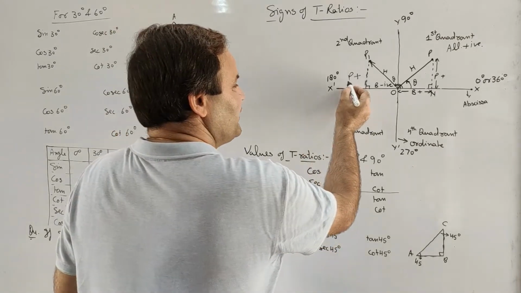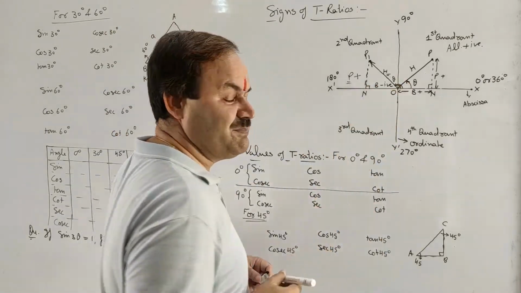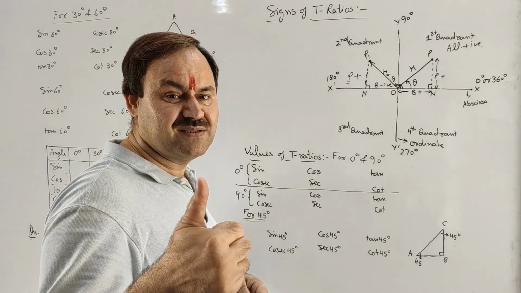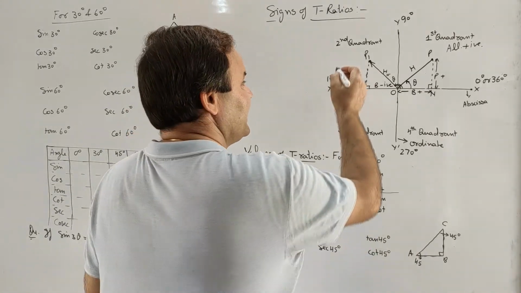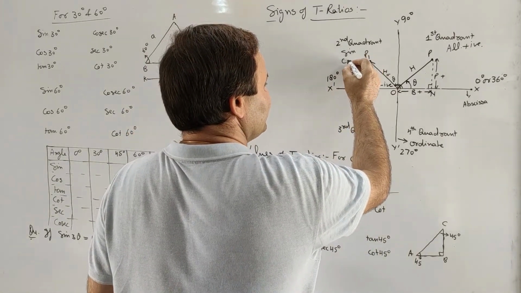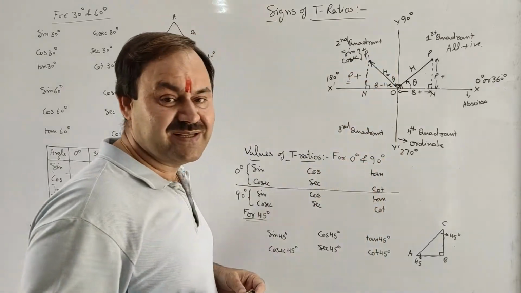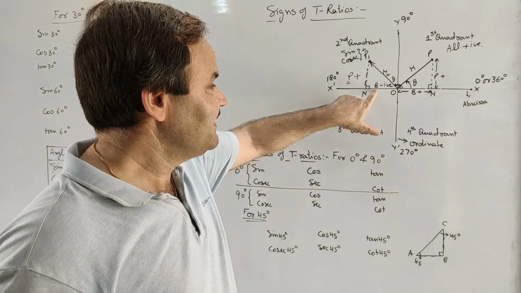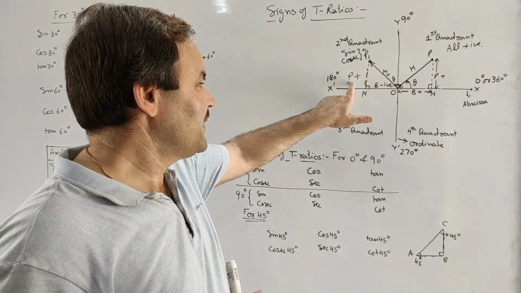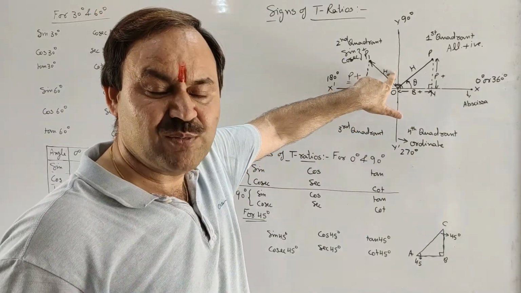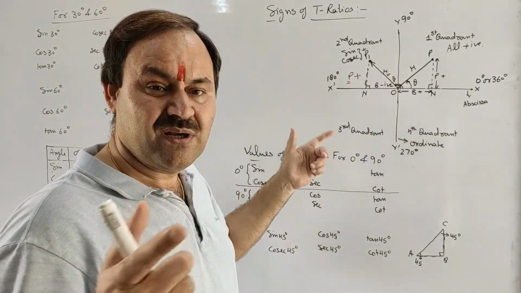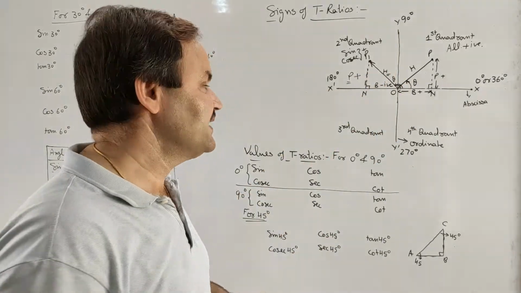It means P and H both appear only in sine and cosec. Hence in this quadrant sine and cosec will be positive, while the rest all will be having base either with perpendicular or with hypotenuse. Hence all other T ratios will be negative.